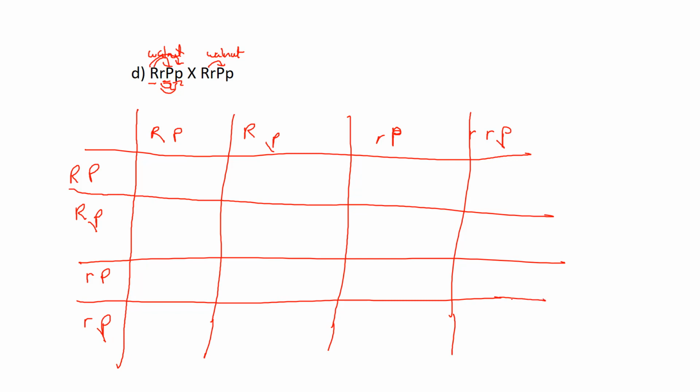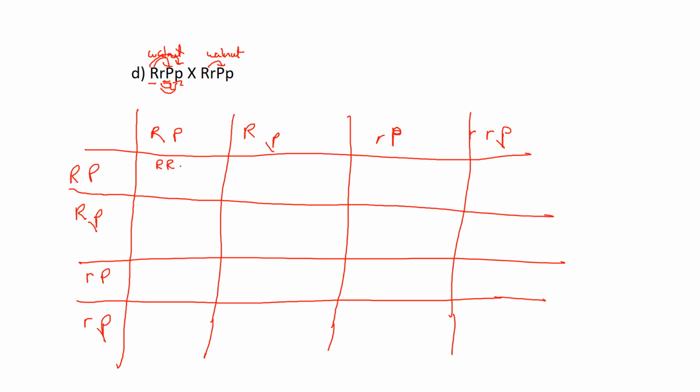Now we know that you often get a 9-3-3-1 when you have a dihybrid, but with this polygenic, where you have one trait affecting another one, we kind of got to throw that out the window. It doesn't always work. It does sometimes, but not always. So let's bring them together.